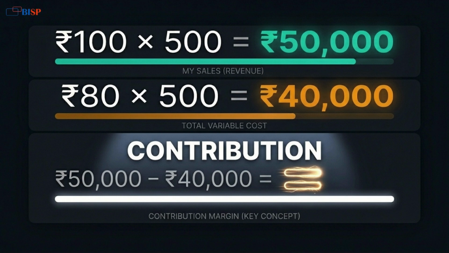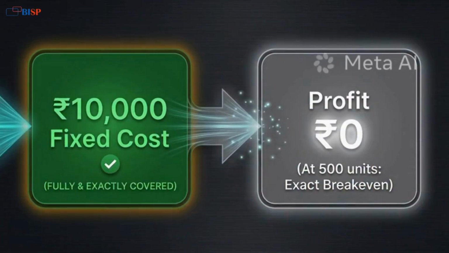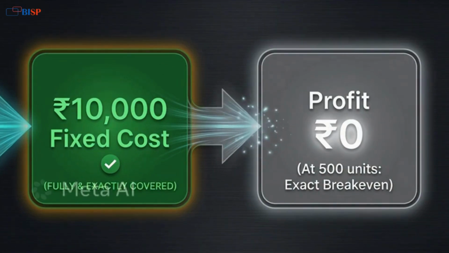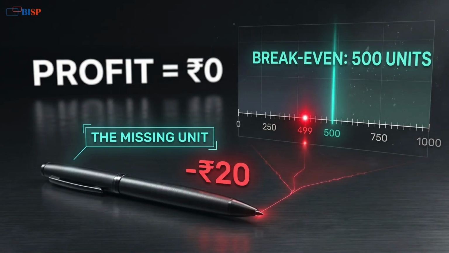Now, contribution. This is the heart of marginal costing. Contribution equals my sales minus variable cost. At 500 units, 50,000 rupees minus 40,000 rupees. Contribution is 10,000 rupees. This 10,000 rupees goes first toward covering fixed cost. Whatever remains after that is profit. So profit equals contribution minus fixed cost. At 500 units, 10,000 rupees minus 10,000 rupees, profit is exactly 0. That is your break-even point, 500 units. Now you understand why 499 units gives a loss of 20 rupees, 1 unit short of break-even.